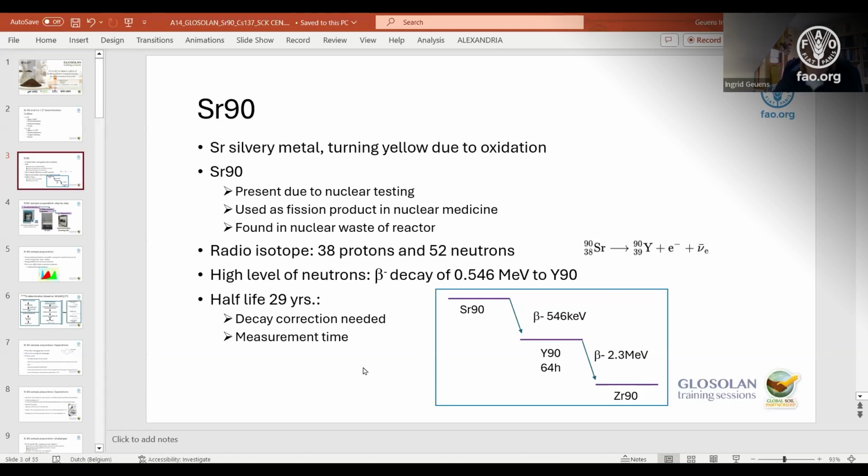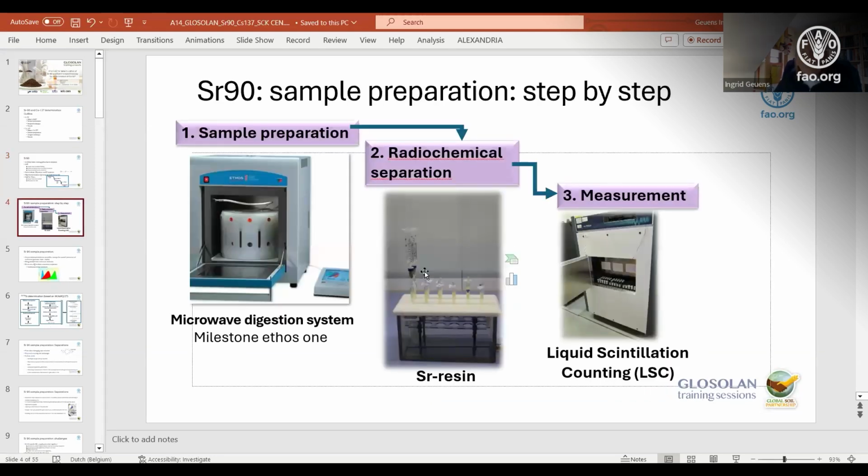But you will be guided in our lab that there will be no issue, and we will work with low activity, just to be sure. Okay, so step by step sample preparation. What will we do? The first thing we have to do, and I will go into detail for every step, but then you have already the overview.